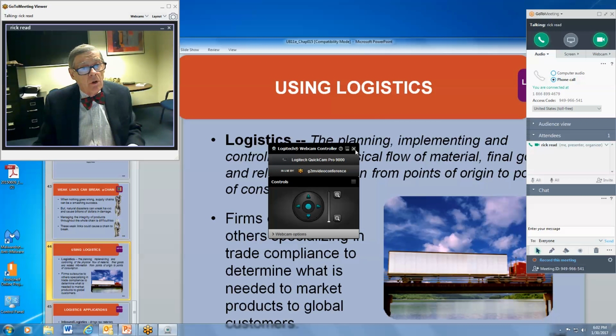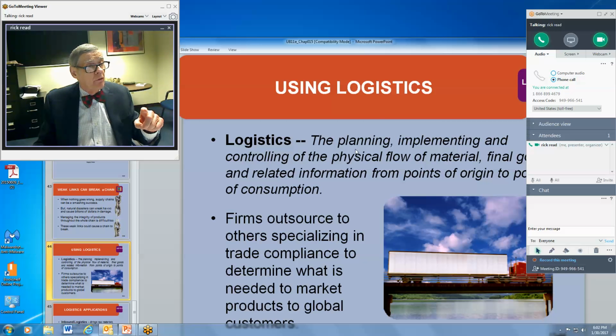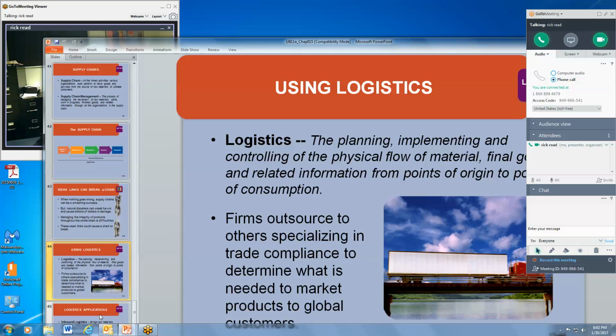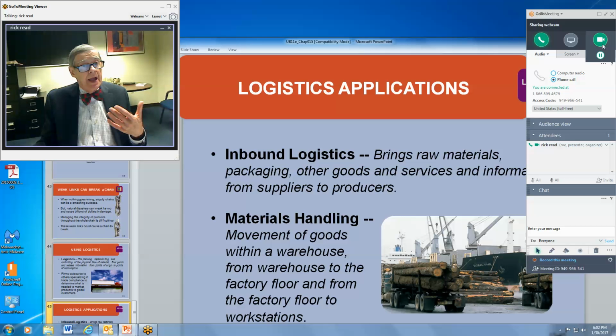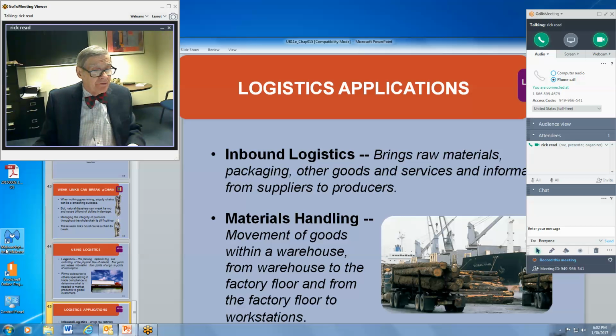It's planning, et cetera. That's taking the four functions of management into consideration before we do that. Inbound logistics, bringing raw materials into the manufacturer. Materials handling is the movement of materials and goods within the manufacturer's premises. Let's talk about it here in a warehouse, but it could be a factory floor, et cetera.